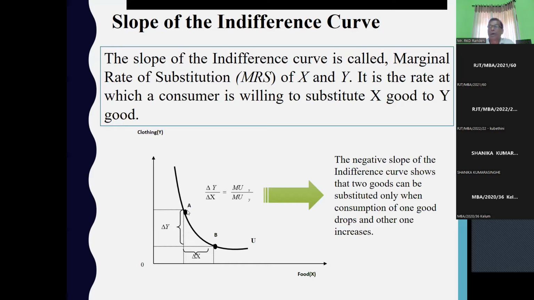Right? When you come from point A to B, you have to consume more of X, but you have to sacrifice or give up some amount of Y. Then you can reach point B. That is the slope of the indifference curve. You can measure the slope as delta Y divided by delta X, or MU X divided by MU Y.